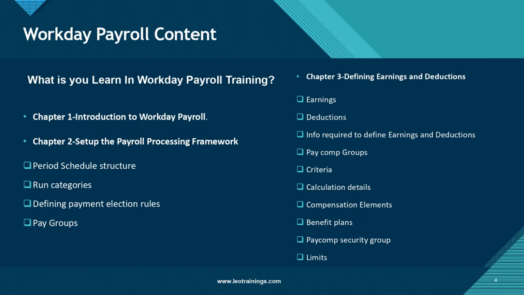This is a very basic framework, and it is mandatory for payroll for all the countries, not only for Canada or US. What we are going to learn here is the period schedules. The client may pay on a monthly, weekly, or semi-monthly basis, so based on the frequency you have to create the period schedule. Then run category, which defines what kind of payroll run you are running: regular run, off-cycle run, on-demand payroll run, or reversal.